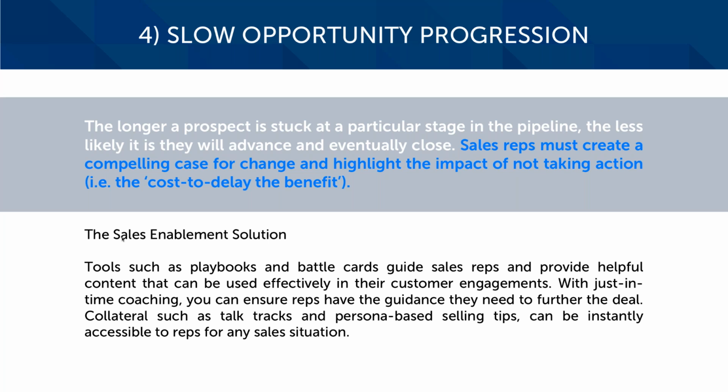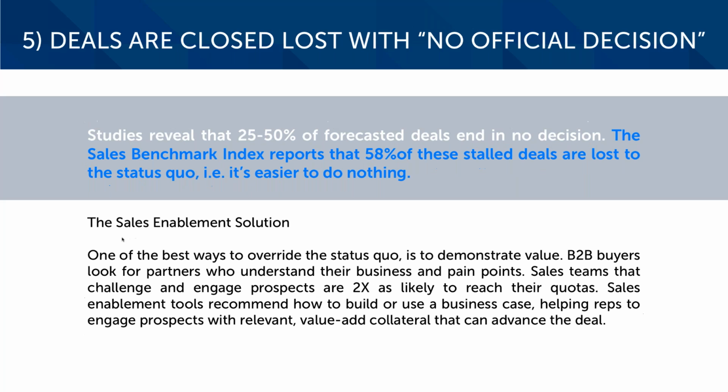So you need collateral such as talk tracks. Talk tracks are scripts based on specific situations. Persona-based selling tips: this type of profile of customer usually responds to this kind of message. So if you're talking to the CFO, the content and information you give them is not necessarily the same as if you're talking to the VP of sales or the VP of marketing. So you have to be able to make that differentiation. And that information has to be readily accessible to your sales reps, regardless of the situation they're in. So again, very critical that we take a look at opportunity progression.